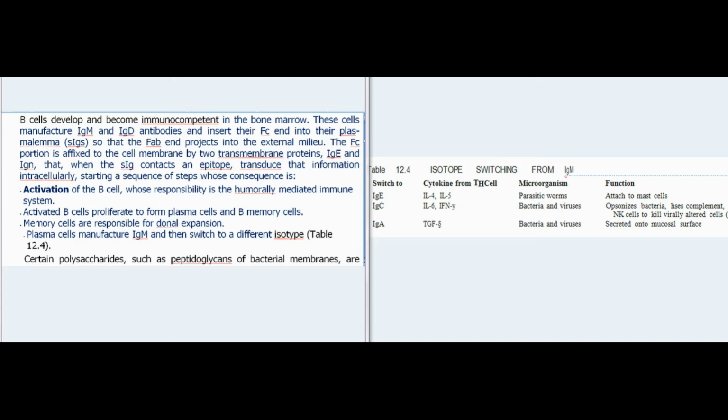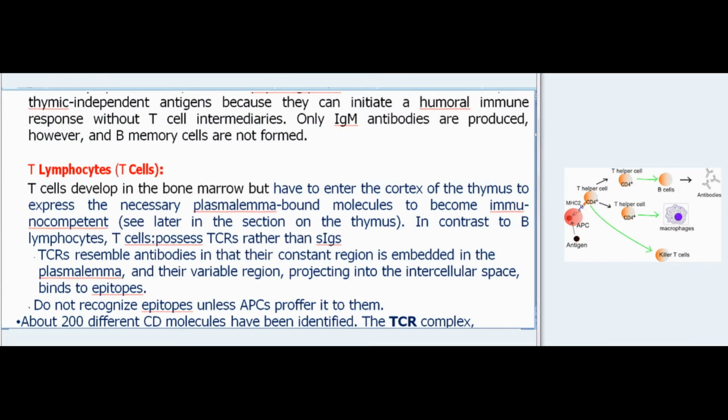Activated B cells proliferate to form plasma cells and B memory cells. Memory cells are responsible for clonal expansion. Plasma cells manufacture IgM and then switch to a different isotype, Table 12.4. Certain polysaccharides, such as peptidoglycans of bacterial membranes, are thymic-independent antigens because they can initiate a humoral immune response without T-cell intermediaries. Only IgM antibodies are produced, however, and B memory cells are not formed.